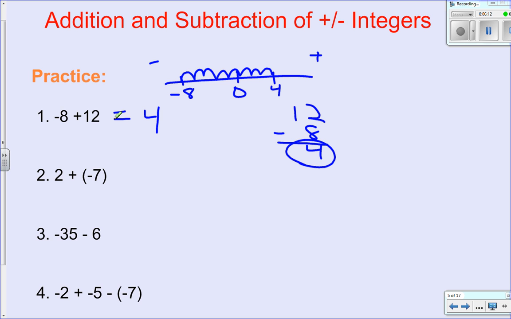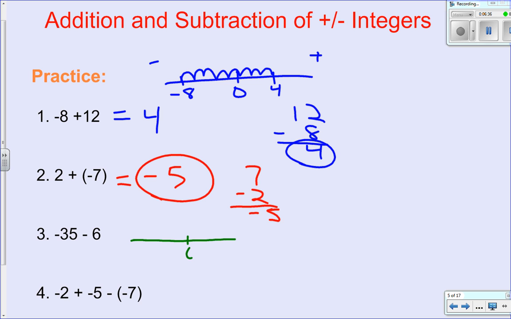For the next one, I have negative 7 and a positive 2, which would land me at negative 5. That's my answer. You go 7 minus 2, but I know the negative is bigger, so I am at negative 5. Number 3 is one which is commonly missed on assessments. I will show you on the number line just to demonstrate it.